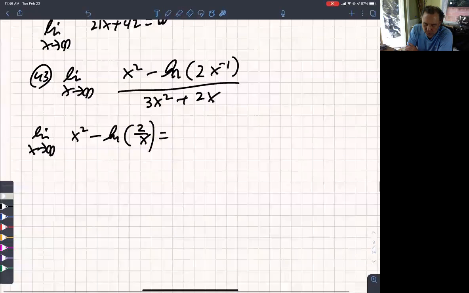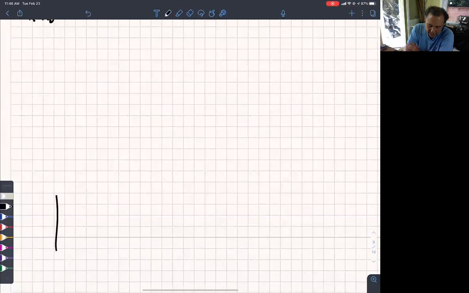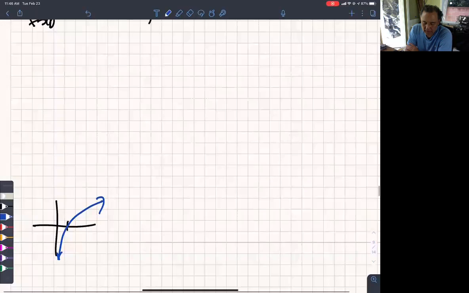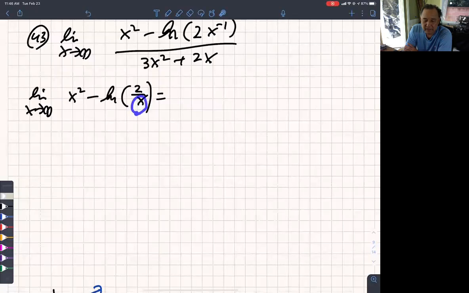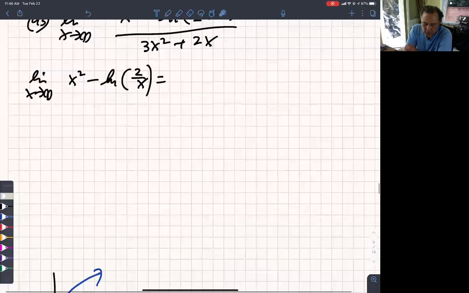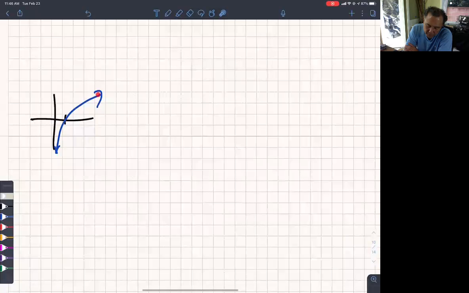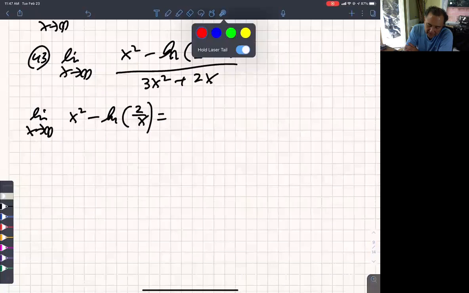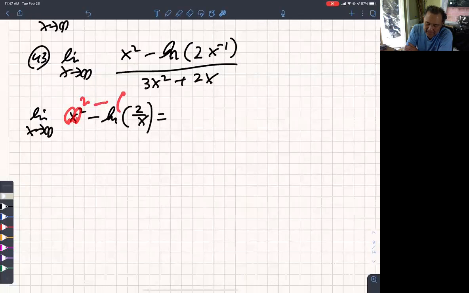Okay, as a review, let's remember what the ln function looks like. Like that. And so as x goes to infinity, 2 over infinity approaches 0, but it's always positive. So you're approaching 0 from positive numbers. What does the y value approach? Negative infinity down here. So this is going to be infinity squared minus negative infinity. Well, that becomes plus infinity. Infinity squared plus infinity, clearly that's infinity.